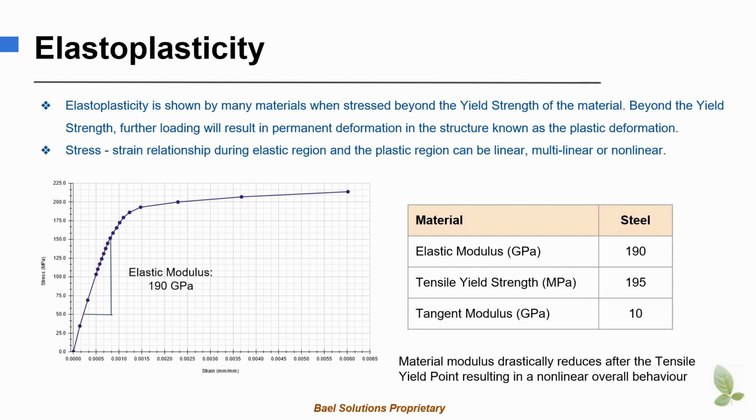In the elastic region, the elastic modulus relates stress to strain. Similarly, in the plastic region, the tangent modulus relates the stress to the plastic strain. Note that the tangent modulus is often significantly small compared to the elastic modulus of the material.